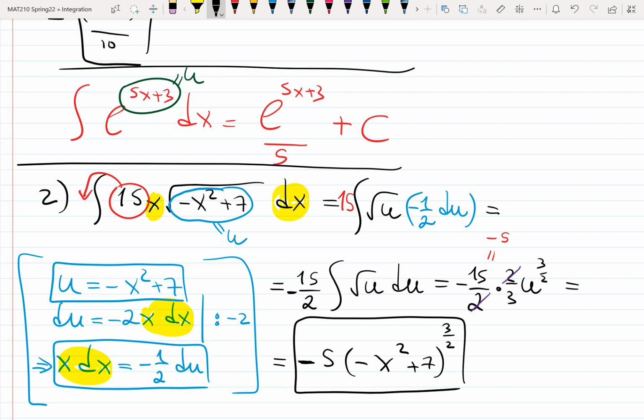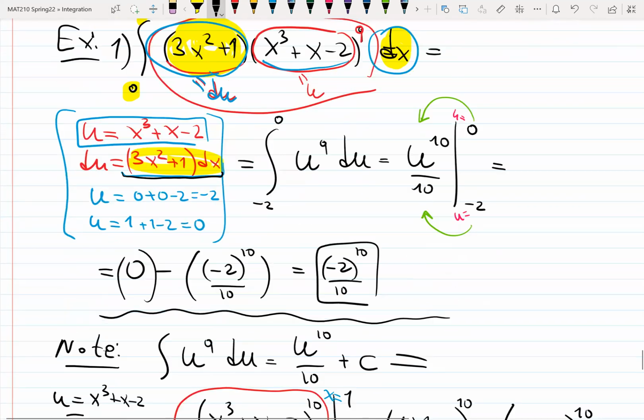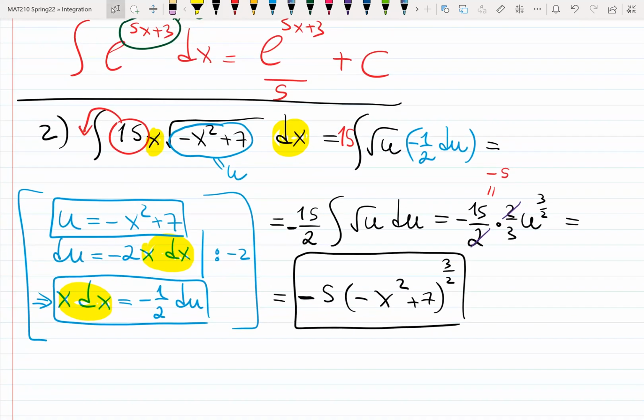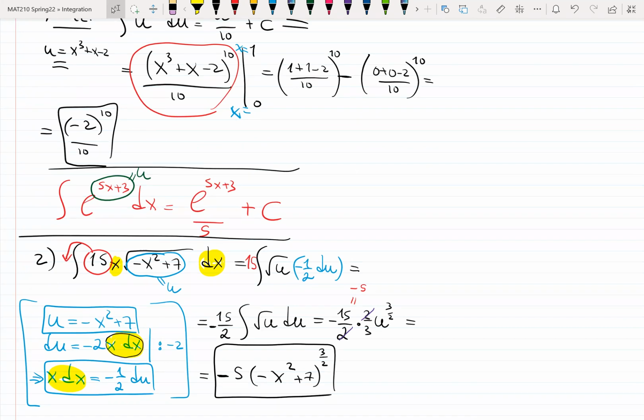Can you do that? Let me check. And did I answer the question from before? About that part: the last time, it was a perfect match with du, so we never needed to solve for anything. This time, it was not a perfect match. I needed x dx to be gone, substituted with some kind of du expression. So I used equation number 2 to solve for x dx, and that became negative 1/2 du, and I plugged it in, in blue. How about that? What do you think about this? These are u sub examples.